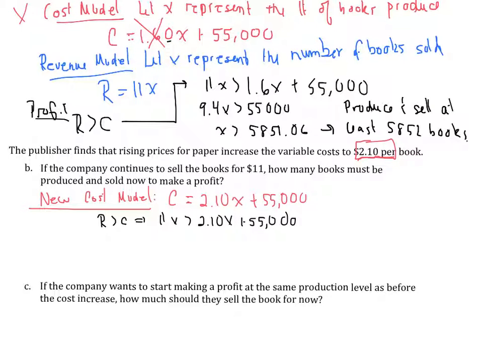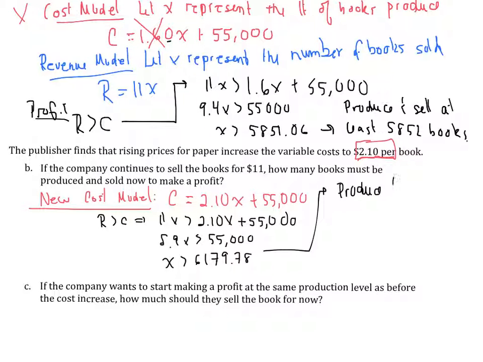But again, we plug this into our calculator. We subtract 2.10x on both sides. We get 8.9x, and I want this to be bigger than 55,000. We divide both sides by 8.9. Again, you can use your calculator, and I get that x has to be bigger than 6,179.78, which doesn't make sense, but the actual answer is that we need to produce and sell at least 6,180 books to turn a profit.